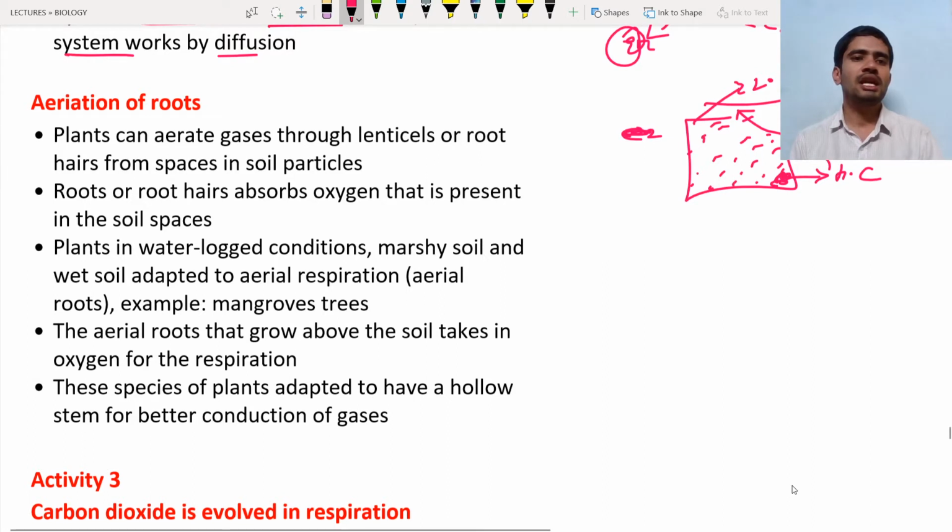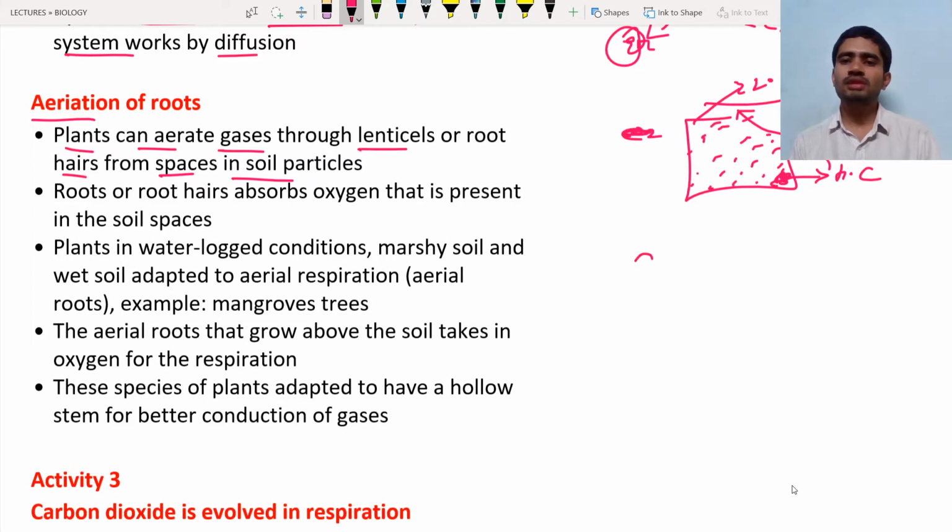Just now we have discussed aerial roots that come out of the ground and out of the water layer. These roots help in the exchanging of the gases. So the plants can aerate the gases through the lenticels or the root hairs from the spaces in the soil.